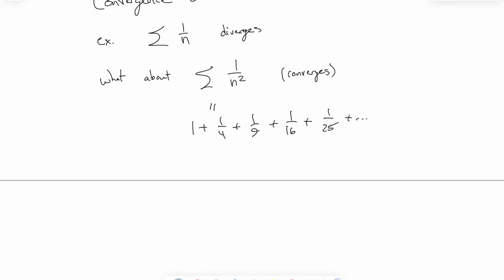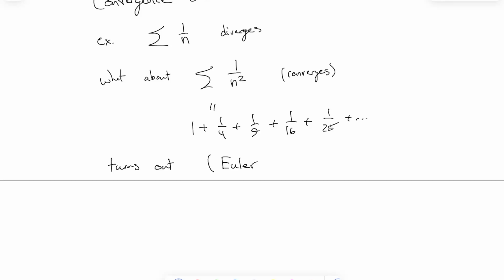Actually, people have been considering this for a long time. You can try these values out on your calculator, just add up 5 of them, add up 6 of them, and see if it seems to be going to infinity or seems to be converging. Actually, this one does converge, and it turns out this was first worked out by one of the OGs, all-time greats of mathematics.